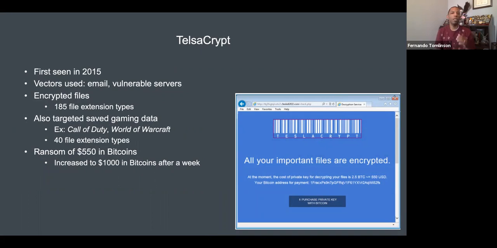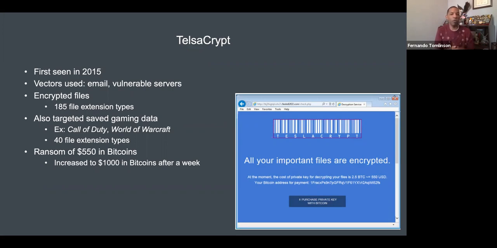Tesla Crypt 2015, common theme, email, vulnerable servers. This one, 185 extension types, which is over double from the previous one. This one also sought to go after files or items that were linked to games. So if you were a PC gamer, again, if I'm writing ransomware and I'm encrypting files on your system, I want to encrypt the things that render your system inoperable. I want to encrypt the data that's most important to you. And in this case, if I'm on a PC in which somebody's playing PC games, if I can affect that data, that may be the very thing that they most care about.